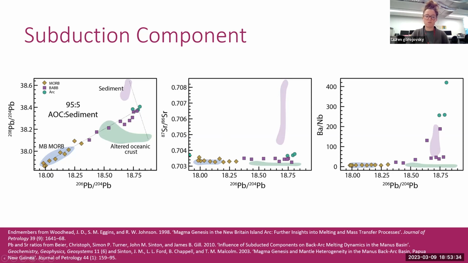This is also reiterated with the strontium isotopes. We see a slight elevation in the strontium isotopes with the increasing subduction component, and the same with the barium-niobium ratio. Barium is a fluid mobile element whereas niobium is not, so barium-niobium typically becomes enriched as you increase your slab component.